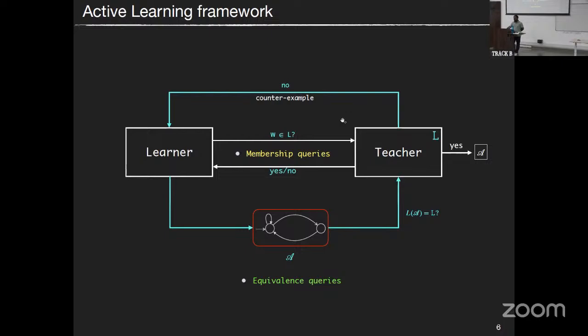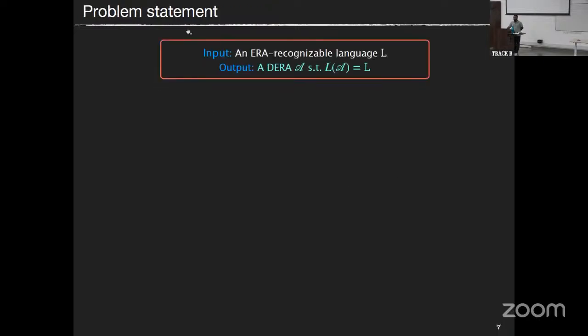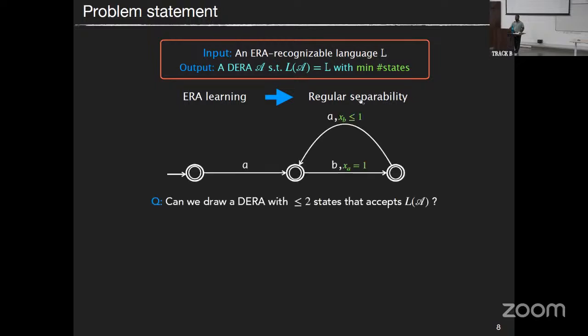One thing is that here we use inclusion queries instead of equivalence queries in these particular works, but the rest stays the same. So again, this is the problem statement. We have an ERA recognizable language L, and we want to output a deterministic ERA that accepts exactly the same language. One step further, we will output a DERA which has a minimal number of states. This will be done by a reduction from this problem to the regular separability problem. But before going there, let me give you an intuitive example.